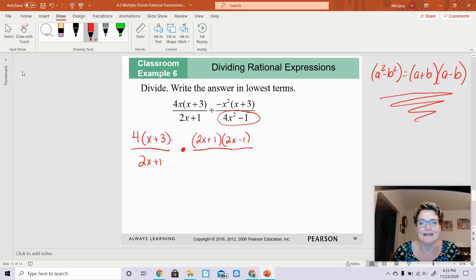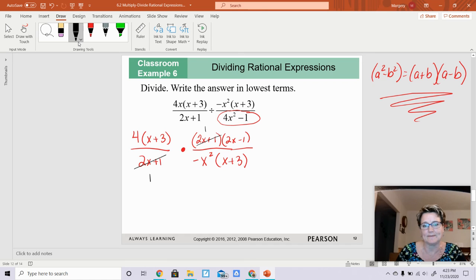Okay, now I'm going to bring this one here down to the bottom. That's a negative x squared times x plus 3. So remember, when I flipped these, I went ahead and I factored it at the same time. So now what you're going to do is, if you notice, this 2x plus 1 goes into this 2x plus 1 here. This x plus 3 goes into this x plus 3. So now you're left with, in the numerator, 4 times 2x minus 1 all over negative x squared.